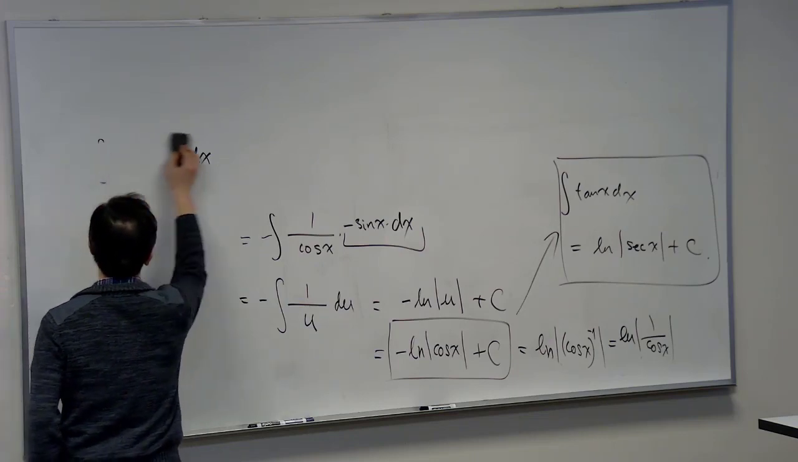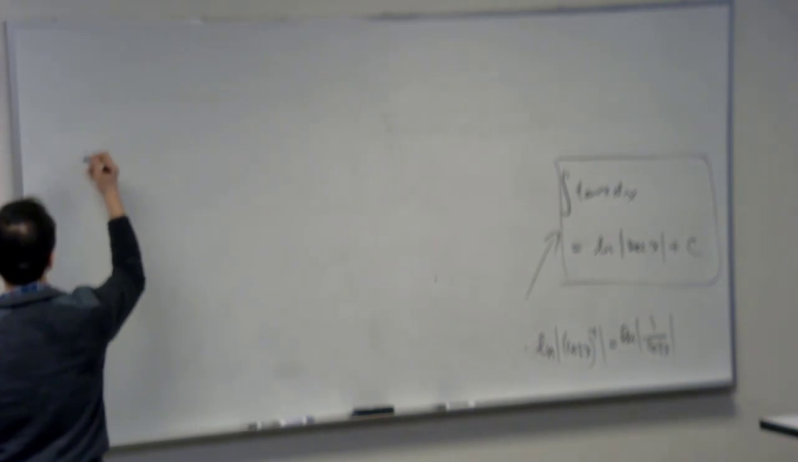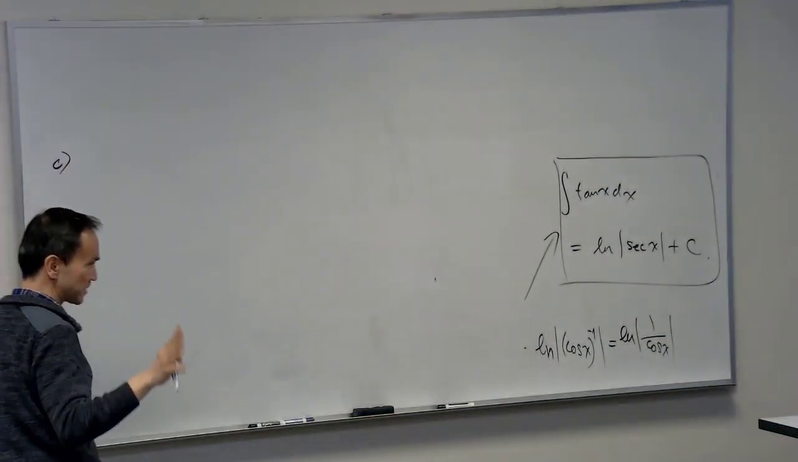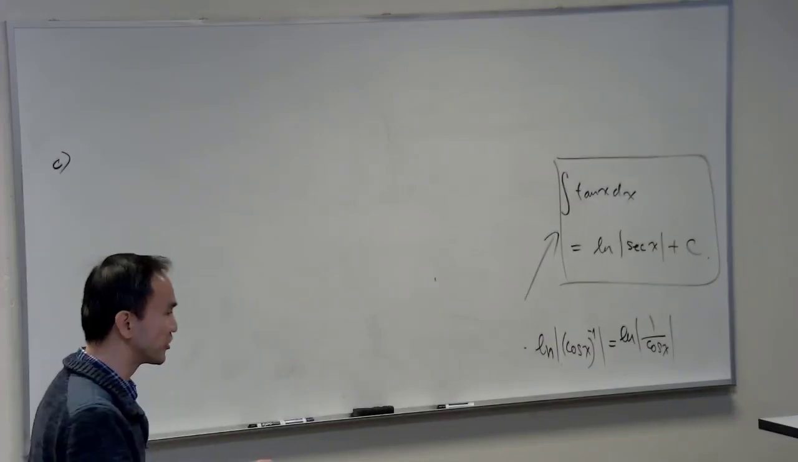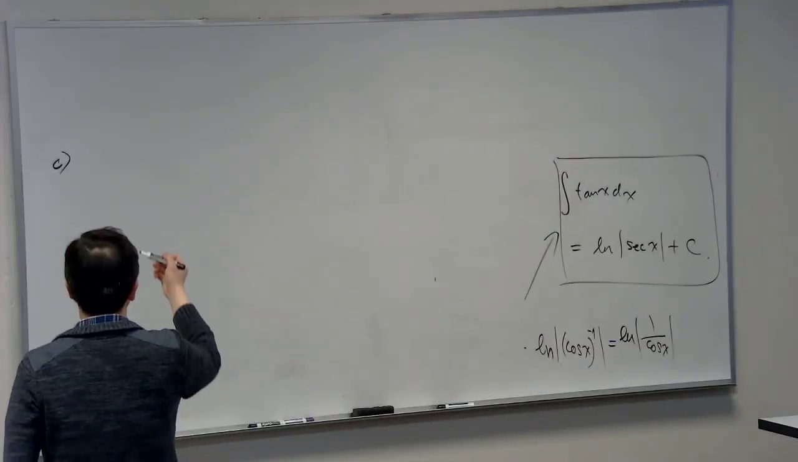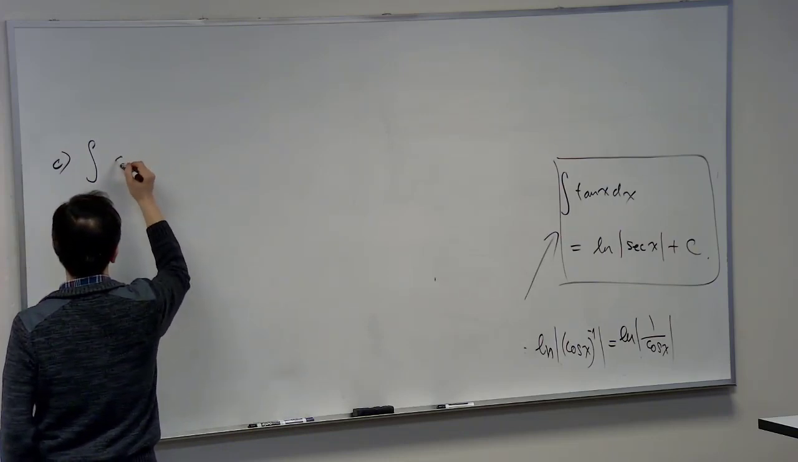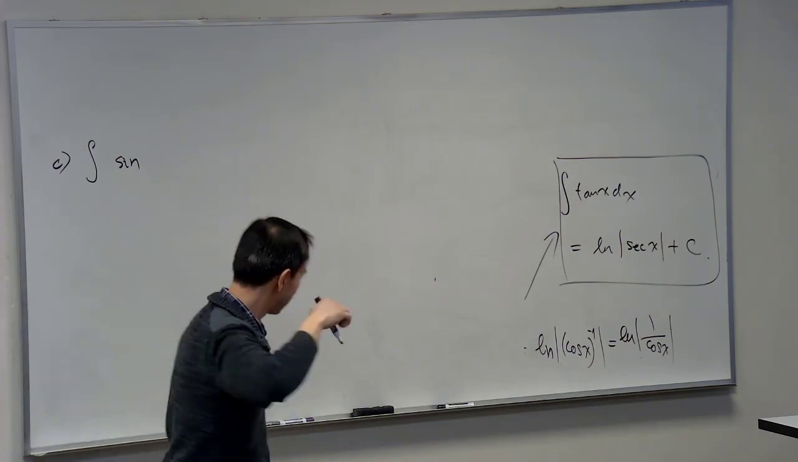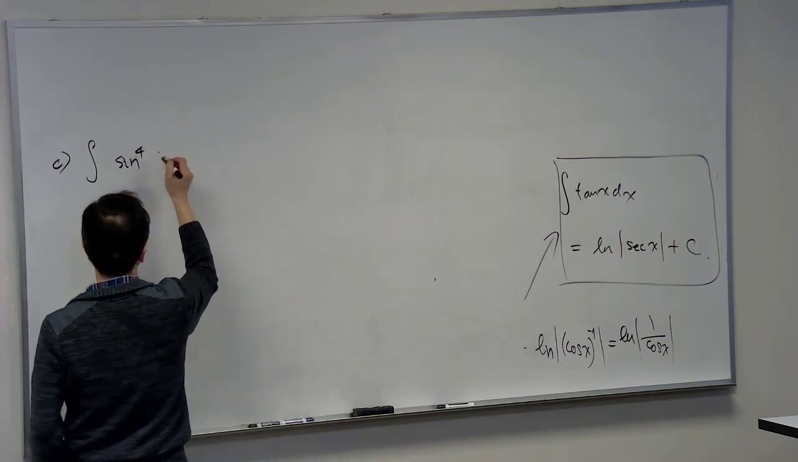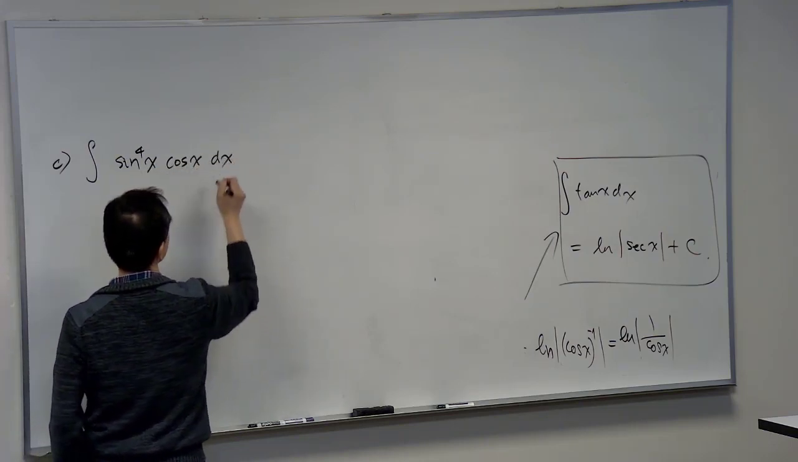Let's look at something like this. Part C of the example. This example 3 that I'm bringing up now is purposely a more challenging kind of problem. Think about we have a sine. Pick a number for me. 4. Okay. We're talking about sine to the 4th of x, times the cosine of x dx.